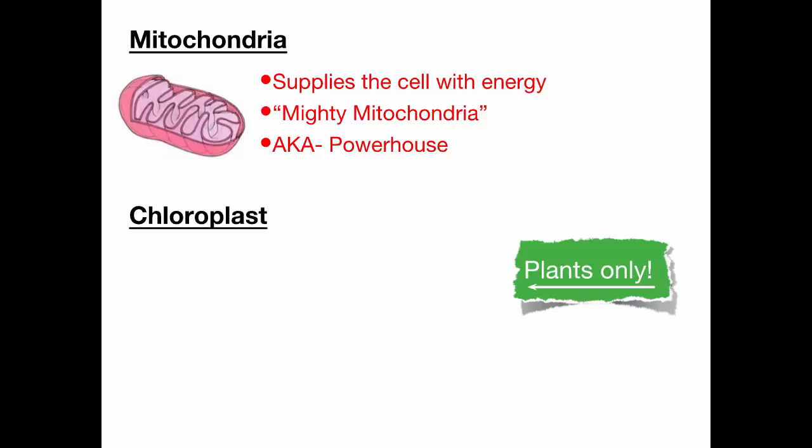Cells that require a lot of energy have a lot of mitochondria. For example, your muscle cells have many mitochondria in them because they use lots of energy contracting. And the process that happens, that we'll learn about in our next section, is called respiration. That's the process of taking food and getting the energy out of it.